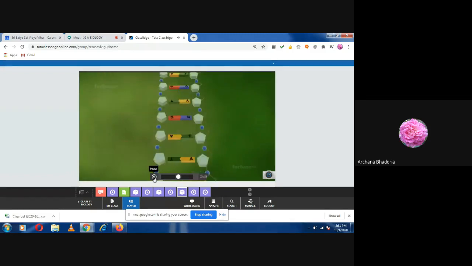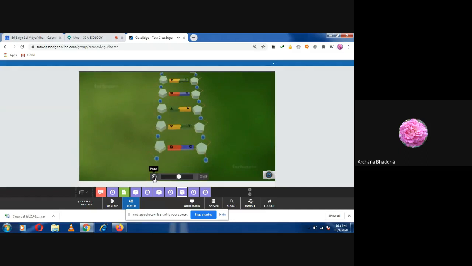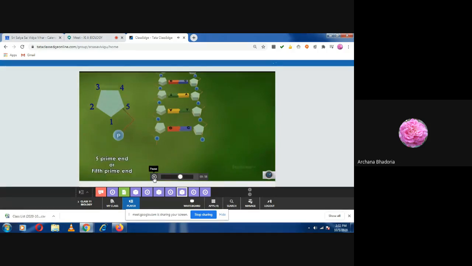A DNA strand is assigned a direction based on what group is found at the end of the strands. If one end has a free phosphate attached to the 5th carbon of the sugar, then that end is called the 5' end or 5th prime end. If the other end of the strand has a free hydroxyl group attached to the 3rd carbon of the sugar, then it is the 3' end or 3rd prime end.